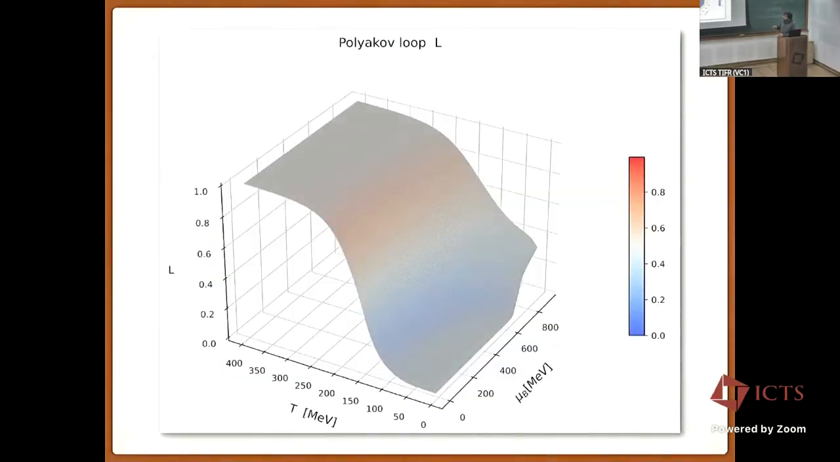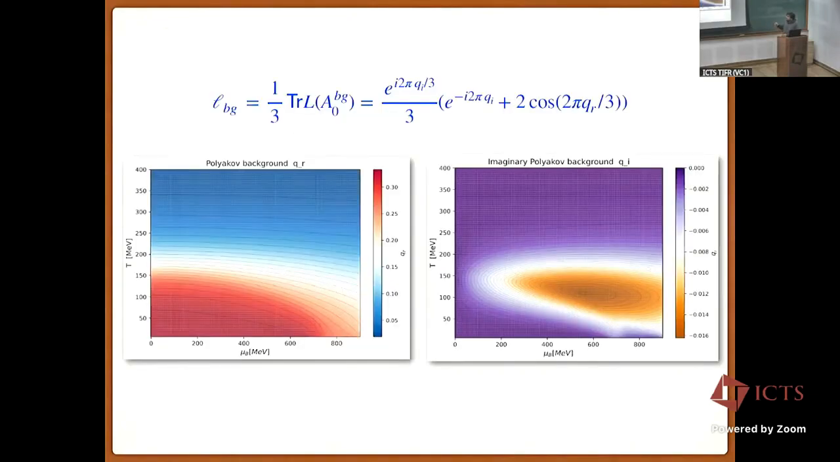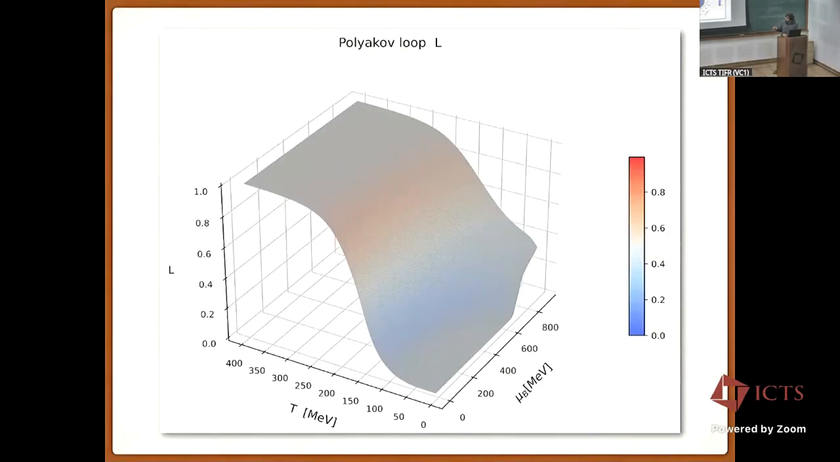And also this Polyakov loop plot. This is the usual form at zero chemical potential, but at finite chemical potential we have some little non-triviality. But still, the analysis is under process.